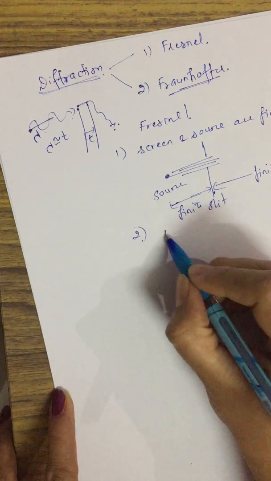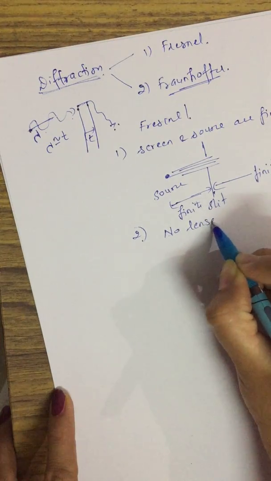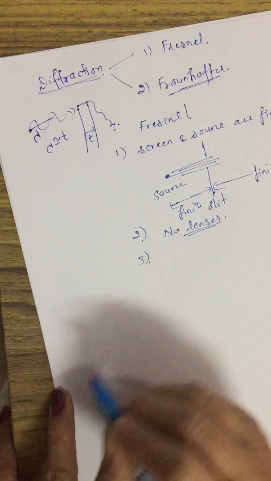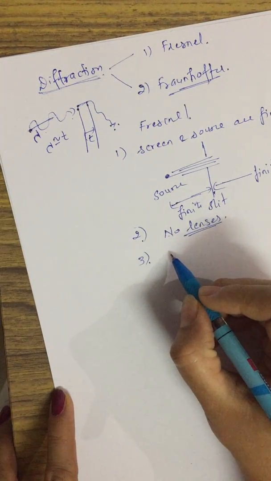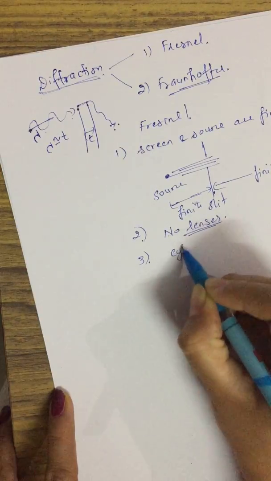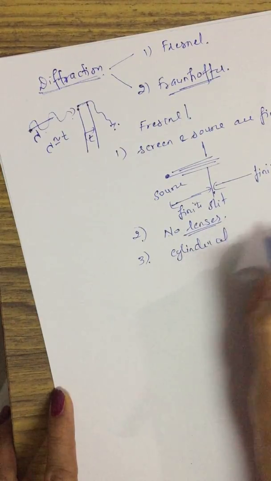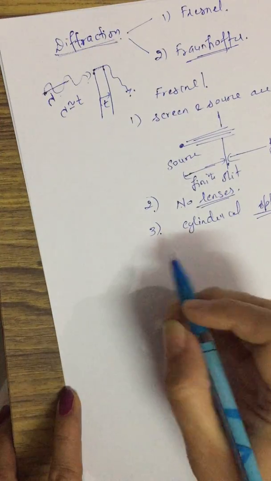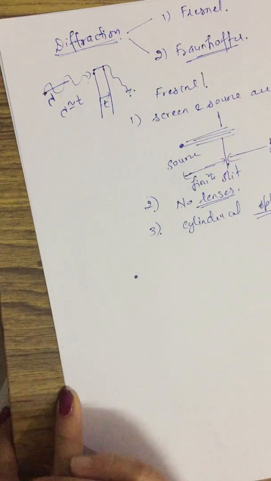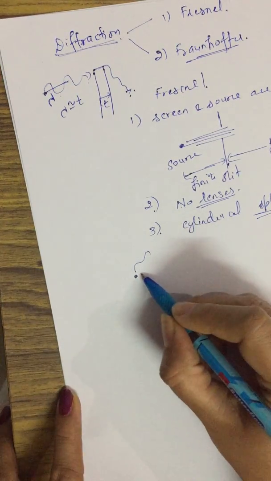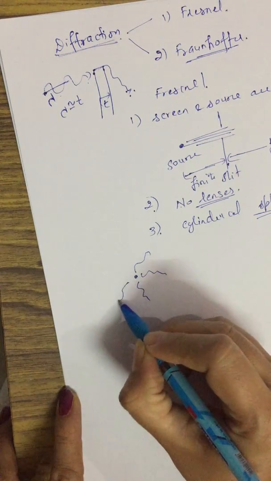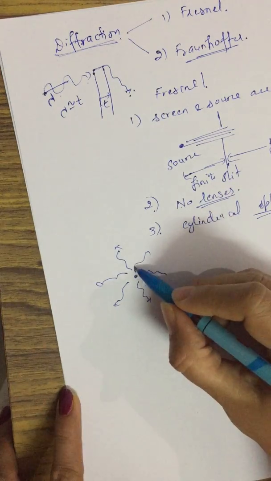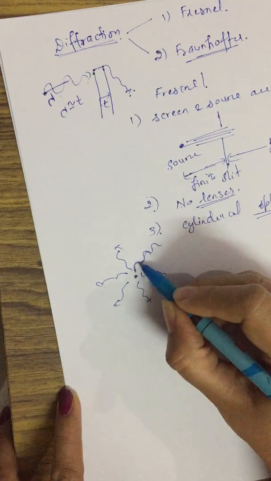Second, we don't use any type of lenses in case of Fresnel diffraction. Third, in case of Fresnel diffraction, we use cylindrical and spherical wavefronts. What do you mean by wavefronts? Let us consider you have a point source, and we know that a point source allows waves to move in all directions, and waves are moving in the form of crests and troughs.